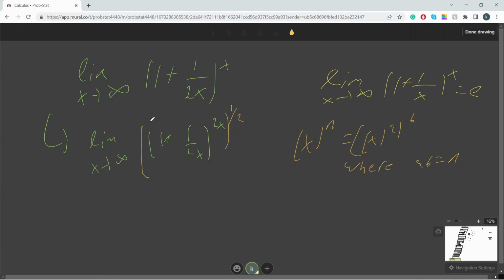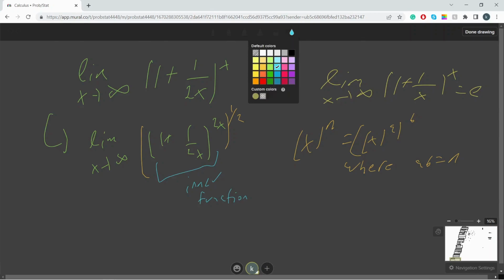We know that this limit has now become the limit of a composition of functions. Well, what's the composition? The outer function is a number raised to 1/2, and the inner function is this (1 plus 1 over 2x) quantity raised to the 2x. So let me make a label here: this is the inner function, and this guy right here in orange is the outer function.